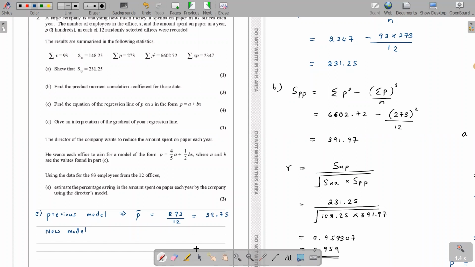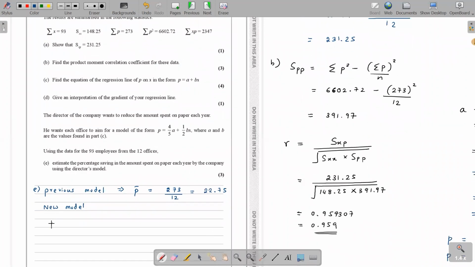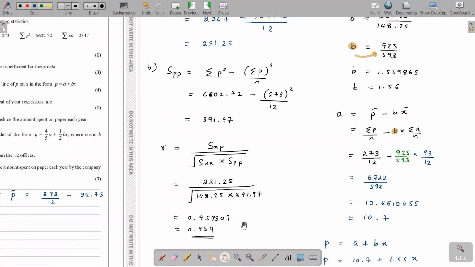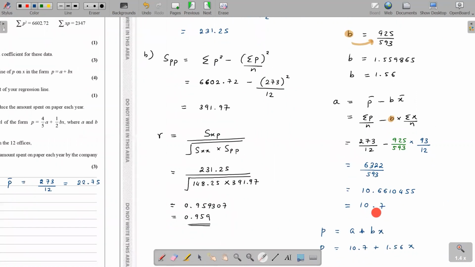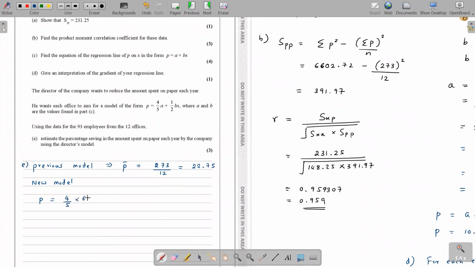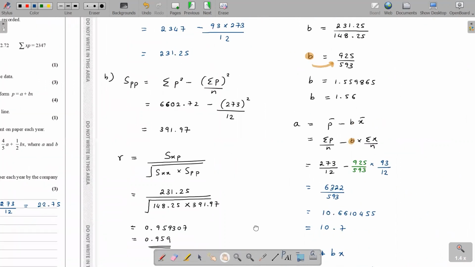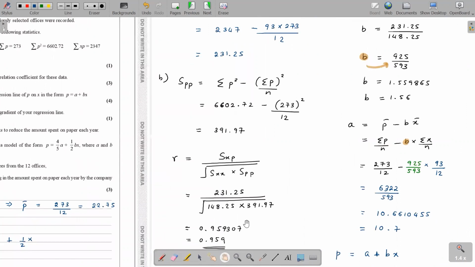In the new model, first let's find our new model. P equals 4 over 5A. What's our A value? The A value was found as 10.7. Now don't just use 10.7. When you're continuing this sum, it's better to use the more precise value, 10.66, or better still, the exact figure. What's the exact figure? 6,322 over 593. Please make sure you use the exact figure for A. So P equals 4 over 5A plus half into B. For B also use the exact figure. Don't use 1.56. Use 925 over 523.